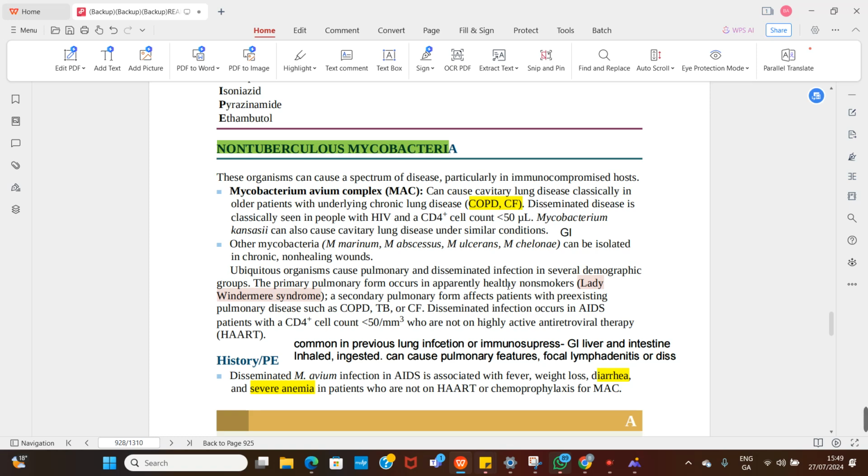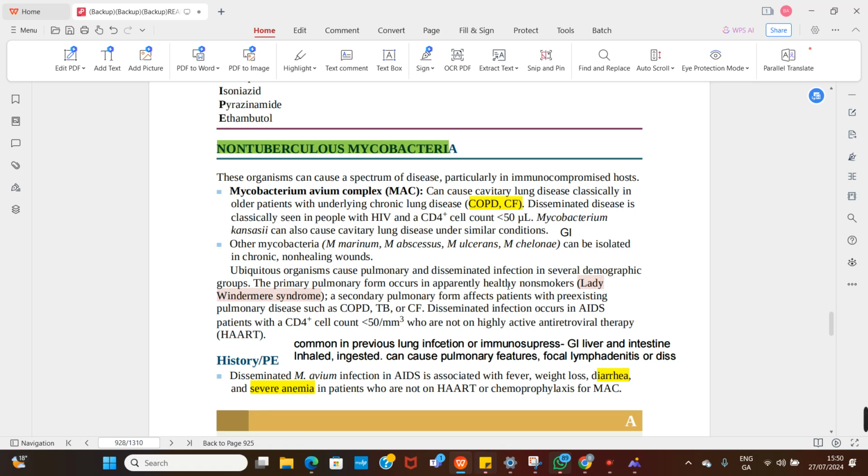They're usually ubiquitous. They don't cause any problem unless there is a predisposing factor, either immunodeficiency or an underlying chronic lung disease like cystic fibrosis and COPD. In that situation, they are going to have cavitary lung disease. If there's HIV, there's going to be a disseminated form. The person will be presenting with a tuberculous-like presentation in the lungs, hepatosplenomegaly, adrenal problems. They can go to the GI and cause watery diarrhea.